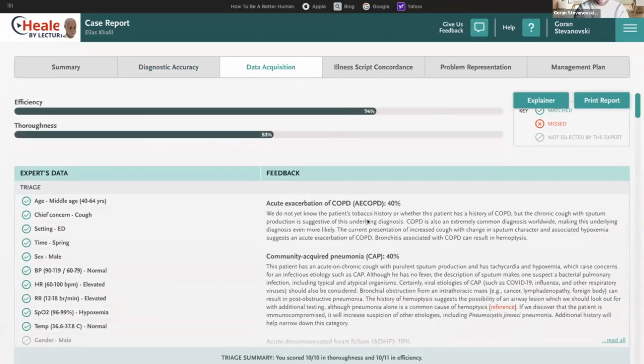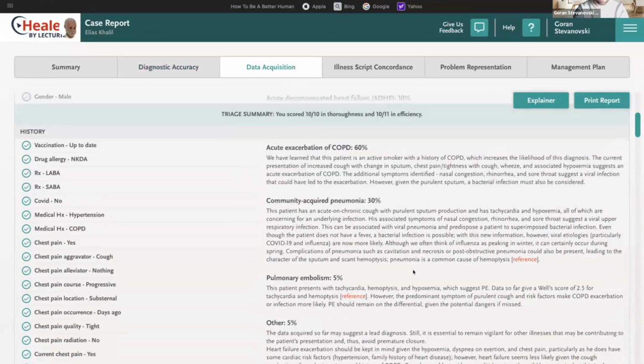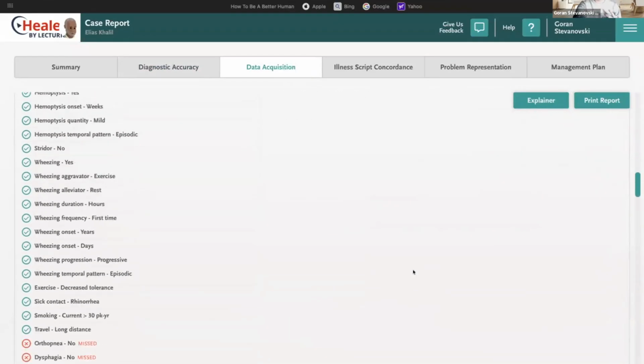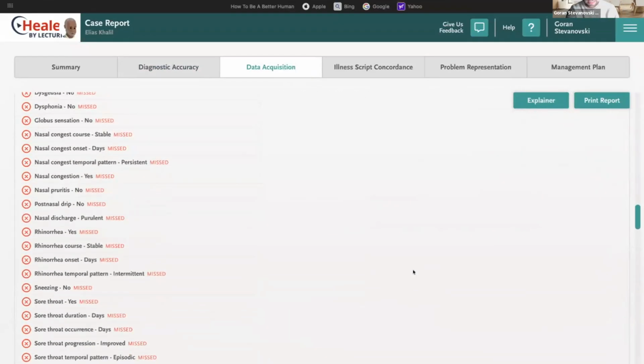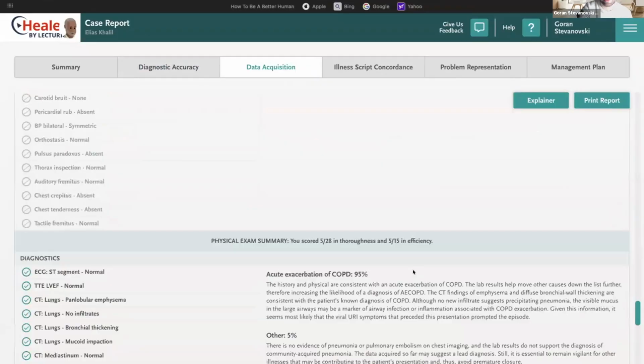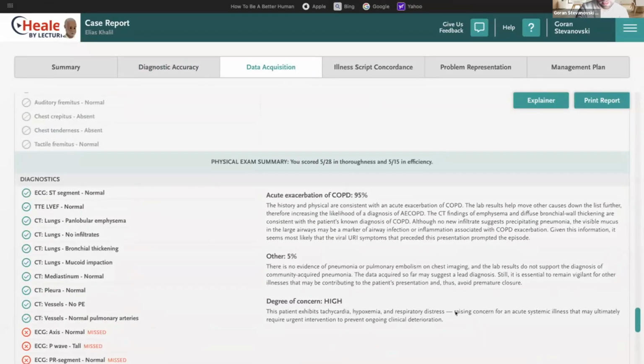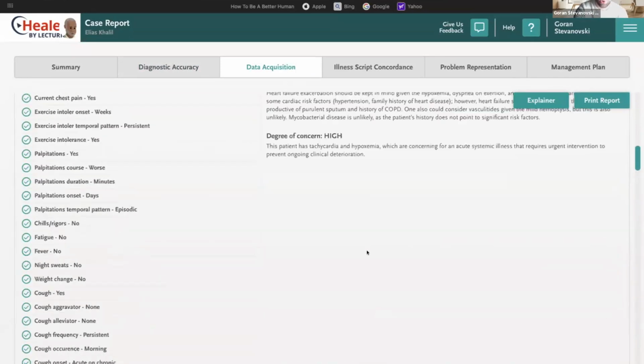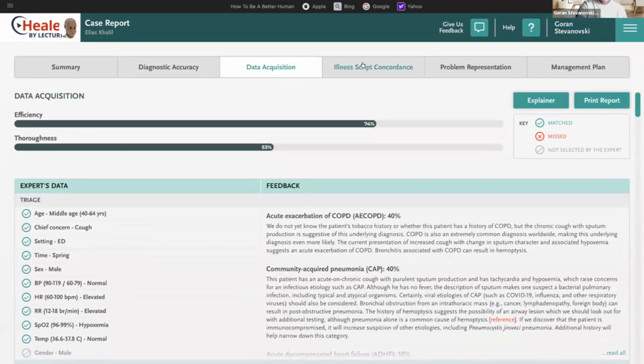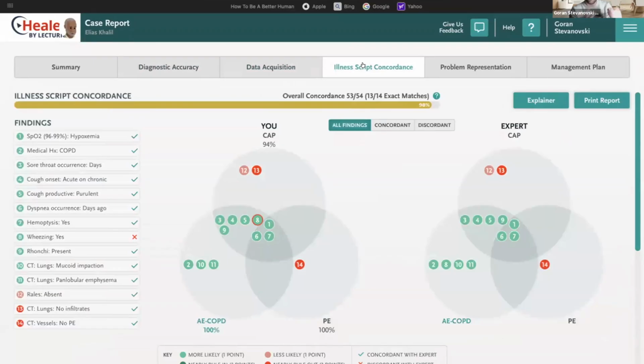Here's the data acquisition. Again, we have the efficiency and thoroughness from before. We see what was missed and what wasn't, but in here you get greater feedback in detail and in depth. This saves you many, many hours so that you don't have to type this out for your learners, but they still get it and they still understand what they did right and what they did wrong.